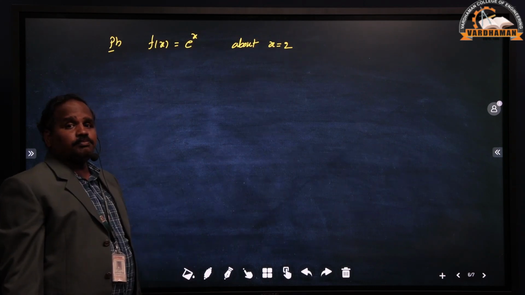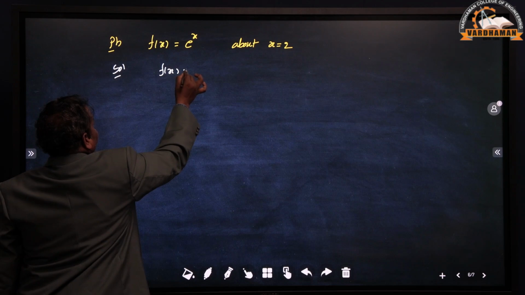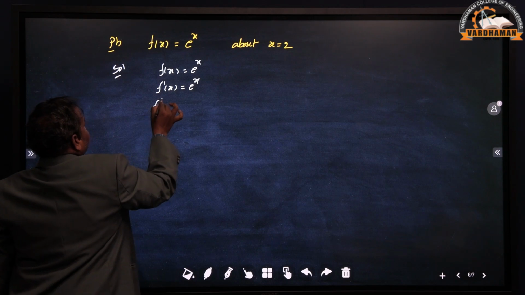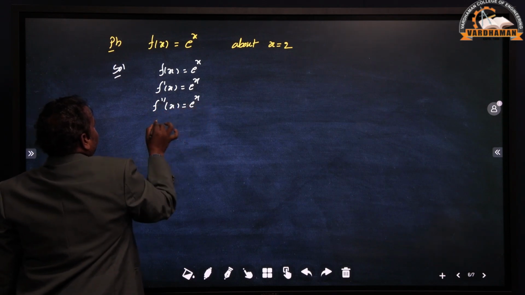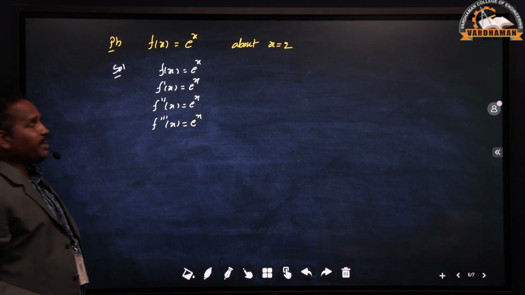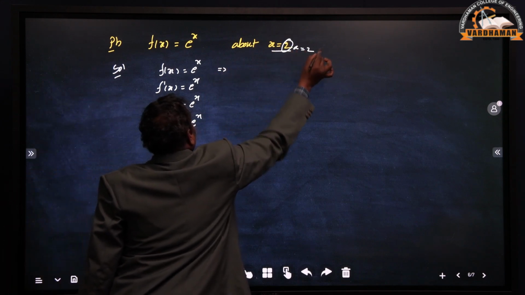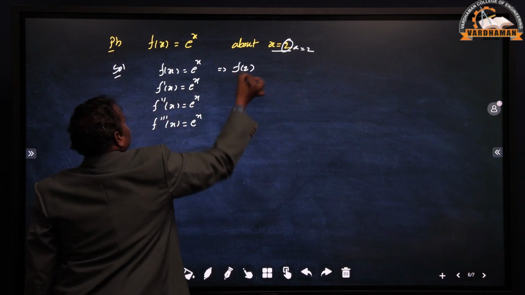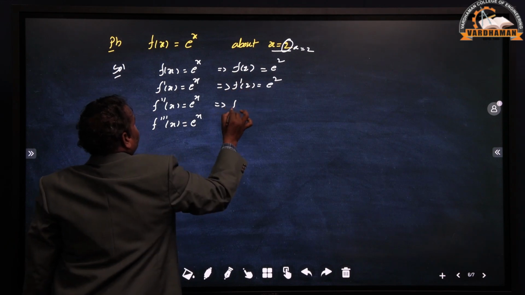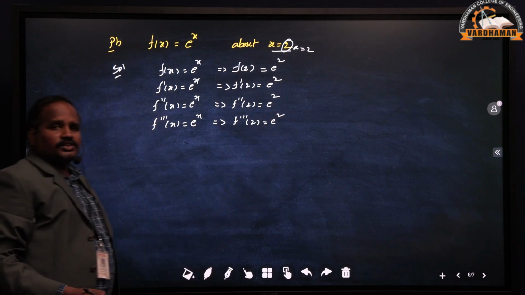f of x is equal to e power x, about x is equal to 2. First calculate the derivatives of the function. f dash of x is e power x, again derivative e power x, again derivative e power x. Always we are getting the same derivative for the exponential. Now here, about x is equal to 2 means this is the value of a. Substitute x value as 2: f of 2 is e square, f dash of 2 is e square, f double dash of 2 is e square, f triple dash of 2 is e square. Substitute all these values in the formula.